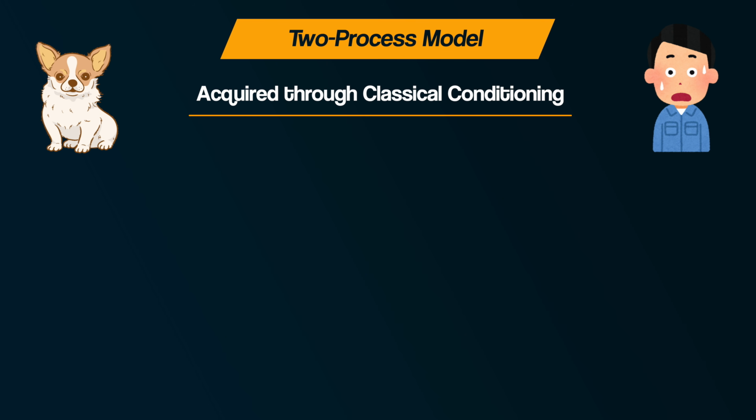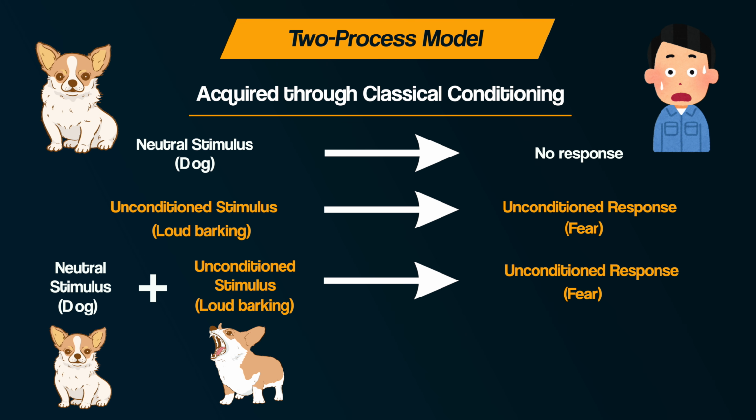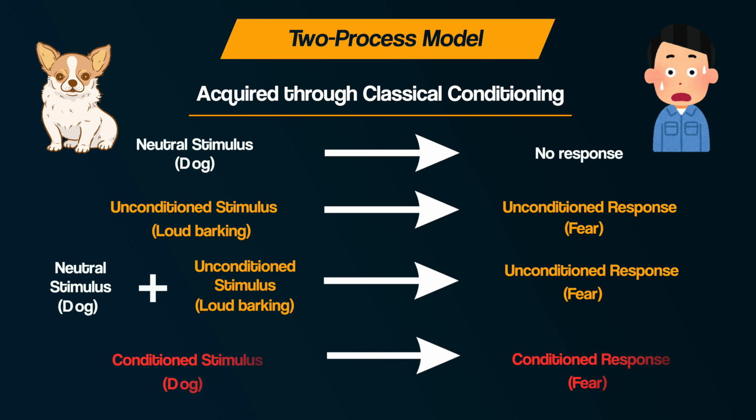The first process is how phobias are acquired through classical conditioning, learning through association. This means that a person has associated a neutral stimulus with an unconditioned stimulus, which leads to the unconditioned response of fear. The previously neutral stimulus now triggers fear and becomes a conditioned stimulus.